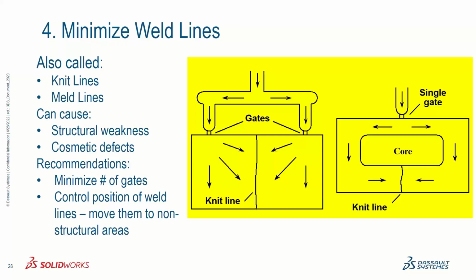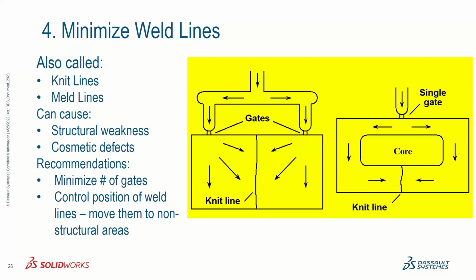Anytime you have a region of your part with weld lines, it's never going to be as strong as a region without the same weld line. Weld lines can also cause visible cosmetic defects, meaning sometimes you'll be able to see them, and if it happens to be on a visible surface, obviously that's something that's undesirable.